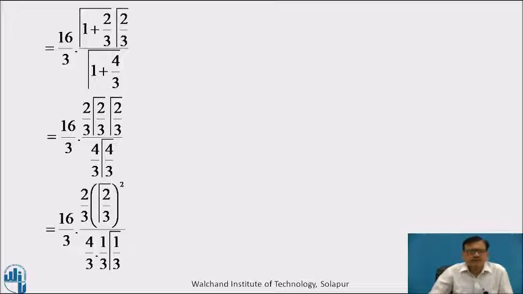Further, by simplifying, we get 16 by 3 into 2 by 3 into gamma of 2 by 3 whole square, that is gamma of 2 by 3 into gamma of 2 by 3, with the 4 by 3 as it is, and again writing gamma of 4 by 3 as 1 by 3 into gamma of 1 by 3. This is equal to 8 into gamma of 2 by 3 whole square divided by gamma of 1 by 3, which is the value of the given integral by using the beta function.